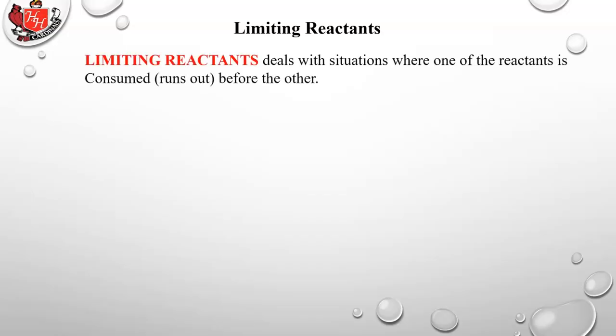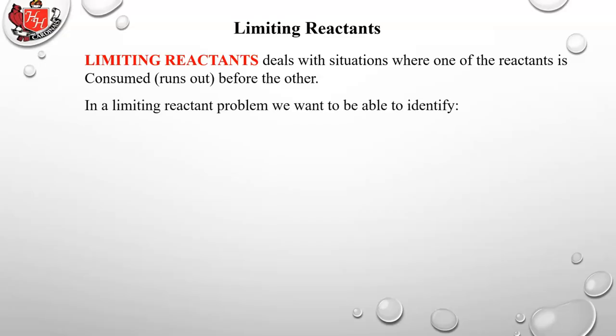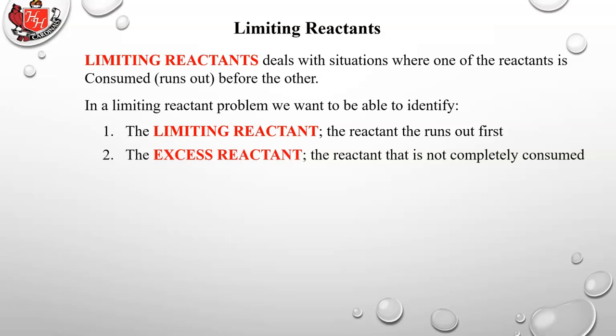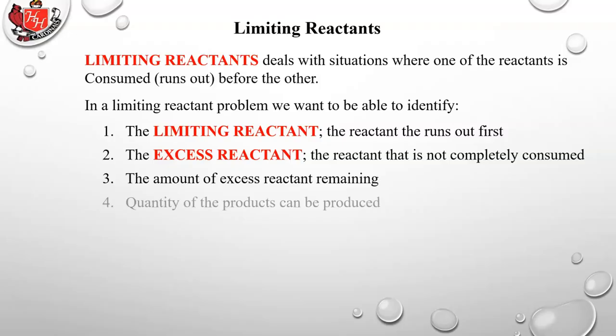All right, so let's do a problem here. Limiting reactants deals with situations where one of the reactants is consumed, runs out, before the other. In a limiting reactant problem, we want to be able to identify the limiting reactant, the excess reactant, that's the reactant that's not completely consumed, the amount of excess reactant remaining, and the quantity of the products that can be produced.